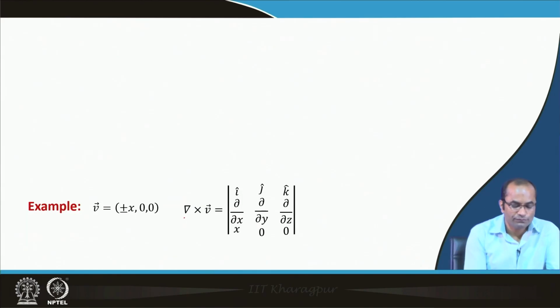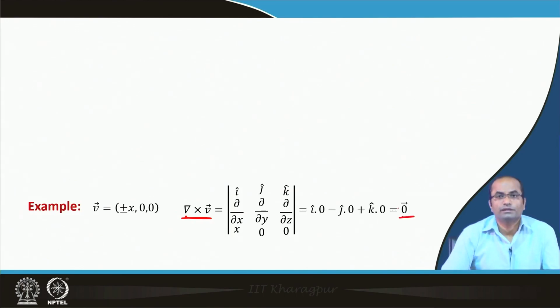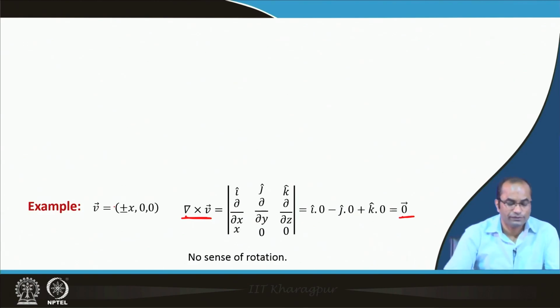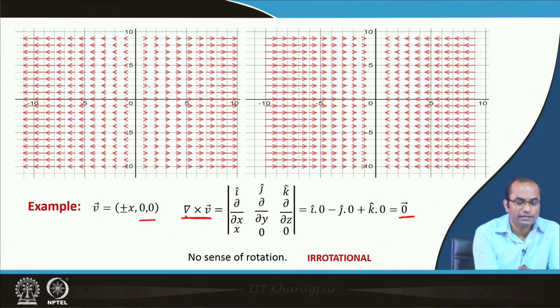Okay, let us just consider this example, where v is given by plus or minus x, 0, 0. If we compute this cross product, the curl of v, then we realize that this is 0 in this case, irrespective of the plus or minus sign. That means there is no sense of rotation, the vector field is irrotational. If we plot these two vector fields with plus 1 and minus 1, we do see that indeed there is no tendency of rotation.